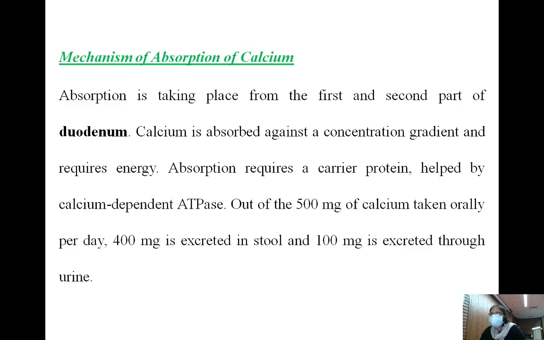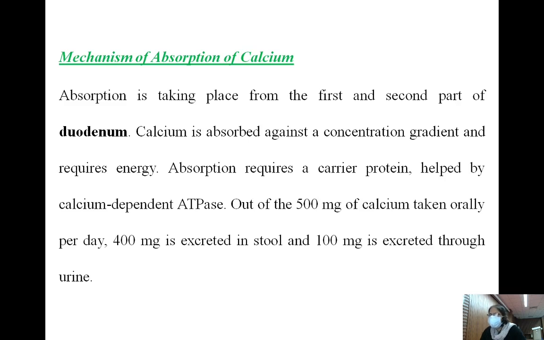Mechanism of absorption of calcium. Absorption takes place from the first and second part of the duodenum. Calcium is absorbed against a concentration gradient, and this is an energy requiring process. Because it is transported against the concentration gradient by active transport, isn't it? So it must require energy. Absorption requires a carrier protein helped by calcium dependent ATPase.